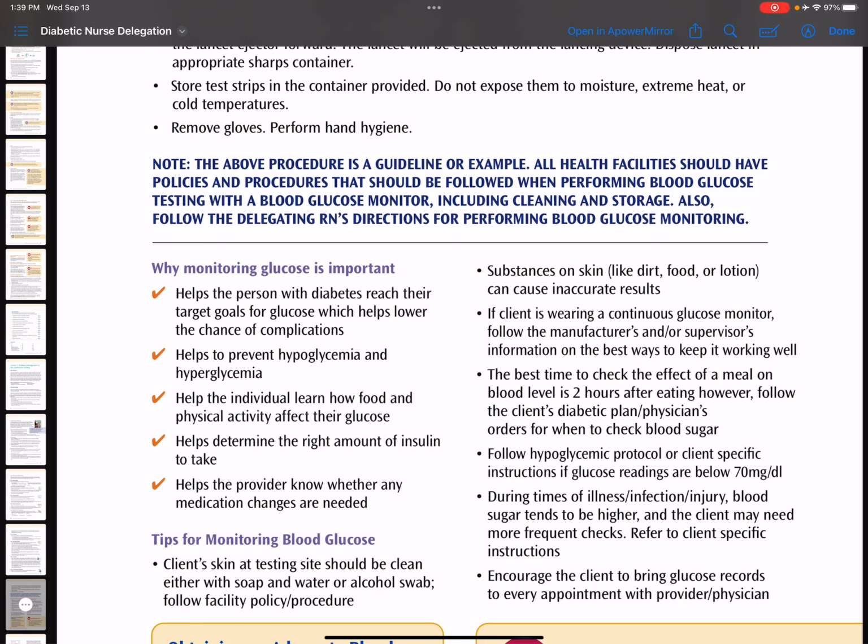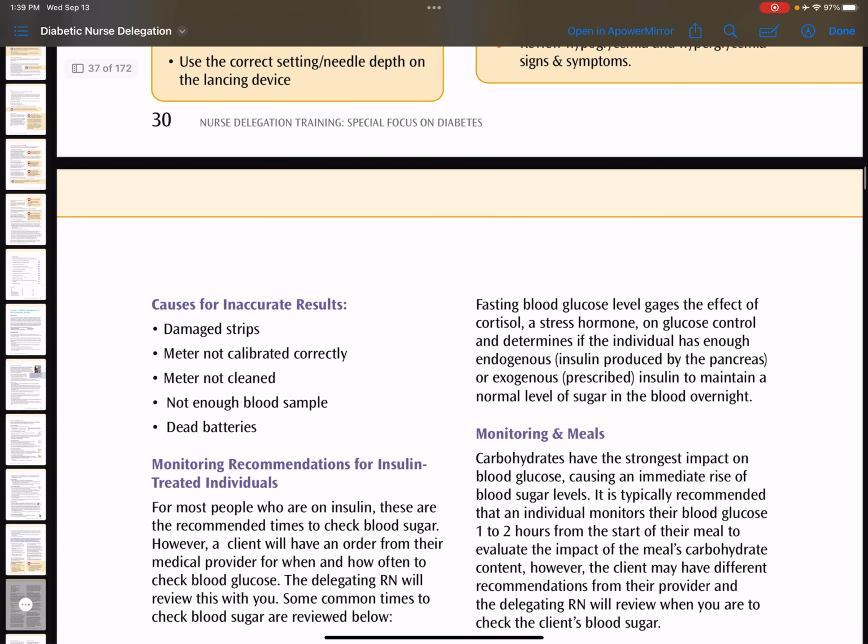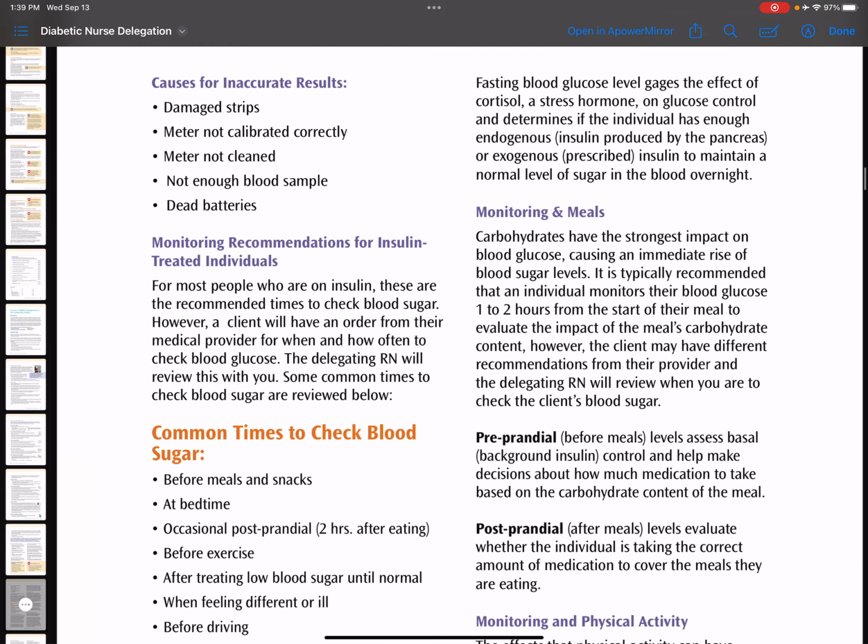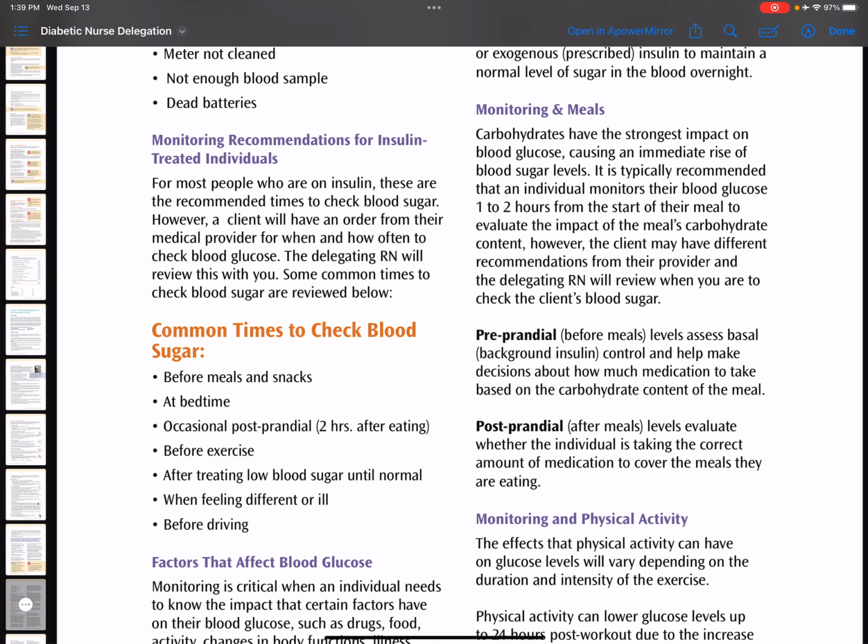There are two types of checks: pre-prandial and post-prandial. Pre-prandial means before meals. The level assesses basal background insulin control and helps make decisions about how much medication to take based on the carbohydrate content of the meal. Post-prandial is after the meal. Levels evaluate whether the individual is taking the correct amount of medication to cover the meal they are eating.